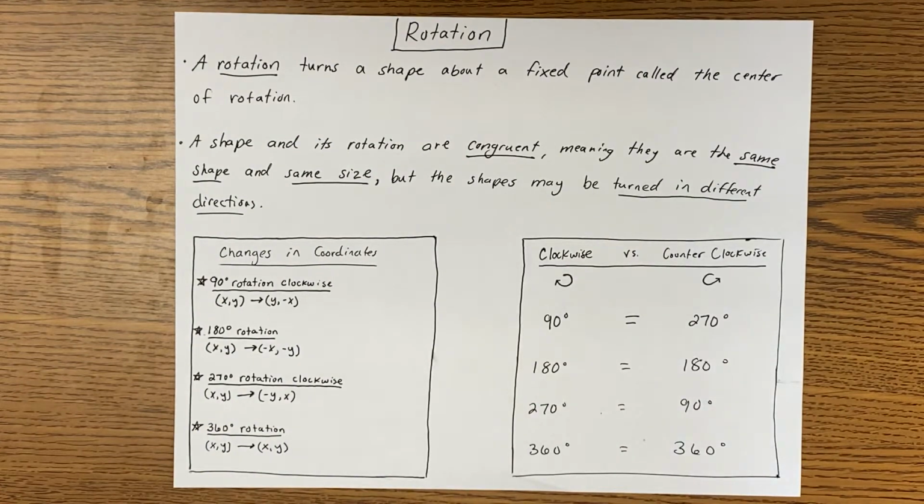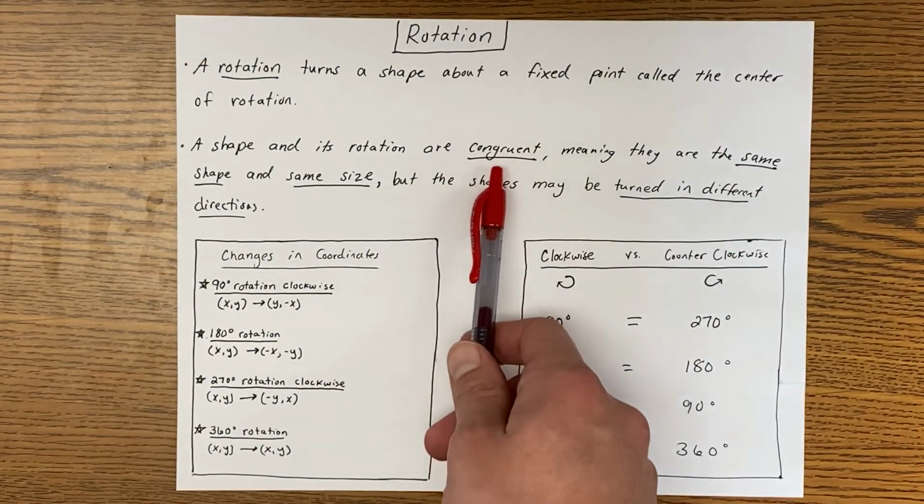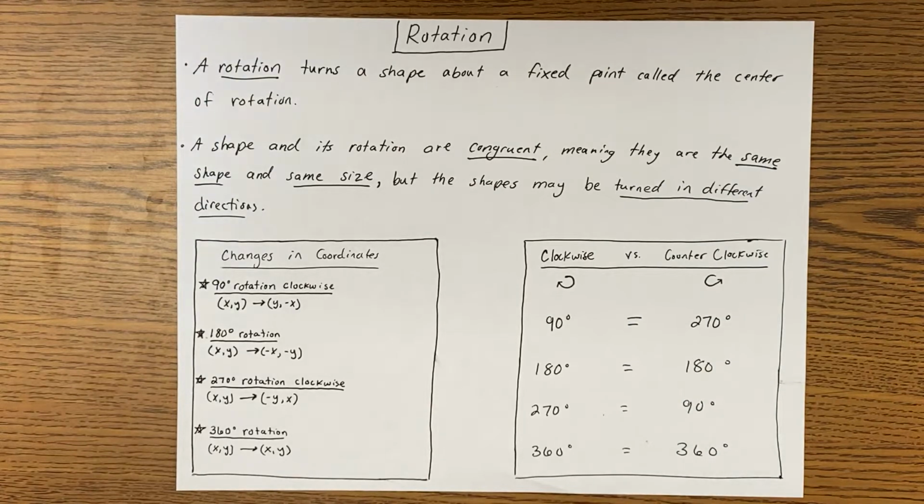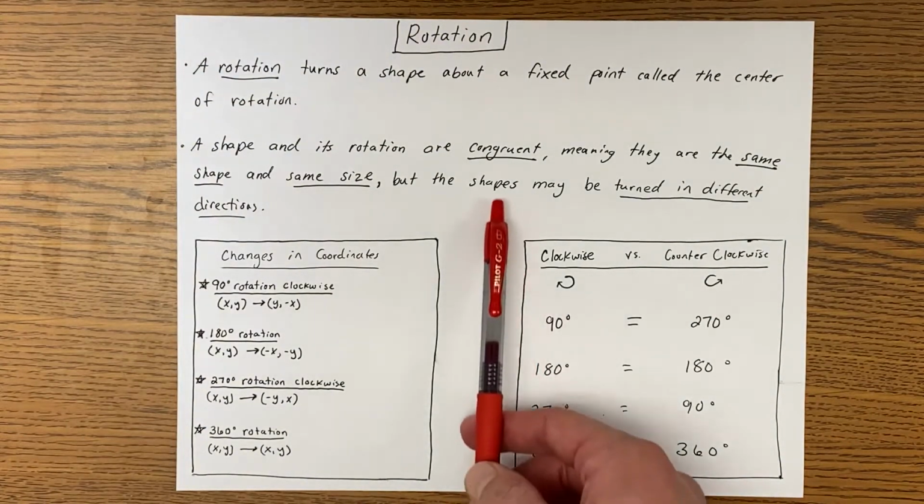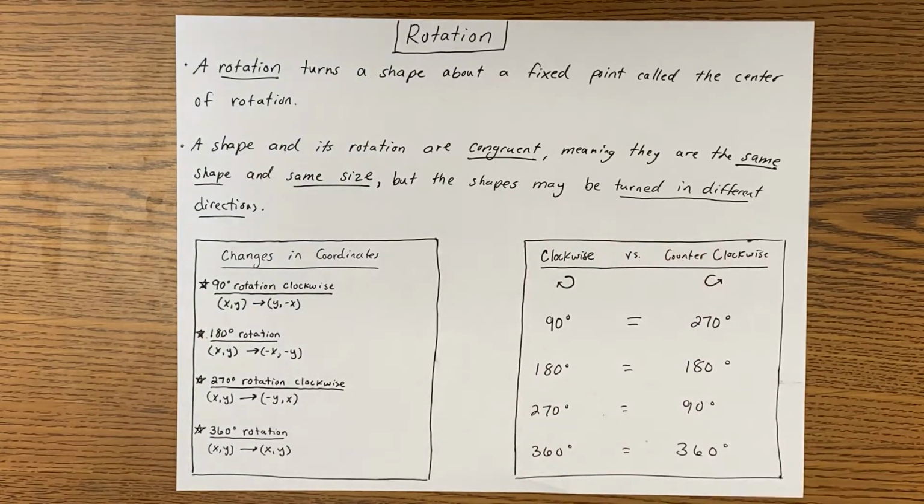That should sound familiar to translations and reflections, because a translation, a reflection, and a rotation are all congruent transformations. They all have that in common. However, they each have a difference. When we talked about translations, we said that those shapes faced in the same direction. Then we looked at reflections, and those shapes faced in the opposite direction. And now we're going to look at rotations, and the difference there is shapes may be turned in a different direction.